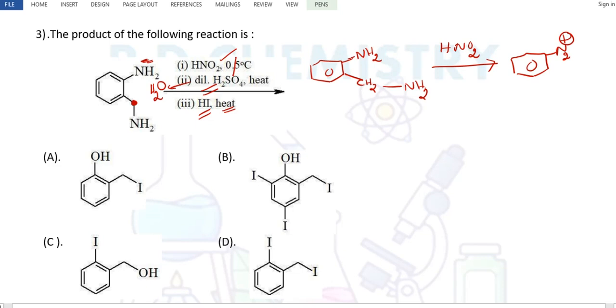Nitrous acid is generally prepared using sodium nitrite and HCl. So there will be HCl in the solution now, so it will form the chloride salt like benzene diazonium chloride. Here also we have got CH2 attached to N2 plus and Cl minus. Okay. Then now it is treated with the acid.